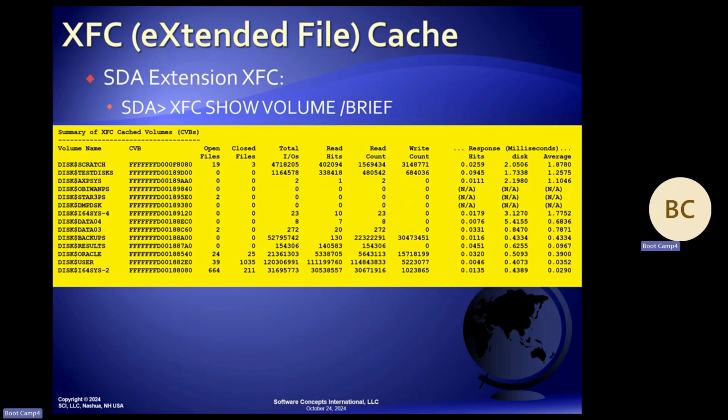So in SDA, you'll do analyze /system to get into SDA and do XFC. For example, show volume /brief. Here's the sort of display that you would get. So you've got some useful things like what's the average response time? How many IOs are you doing? Which are the busiest disks? Where are you getting the best hits? For hits, how quick can you get a response? If you get a miss from the disk, how long does it take to get it? What's your average response time in milliseconds? Useful stuff.